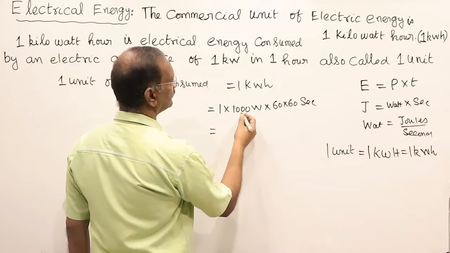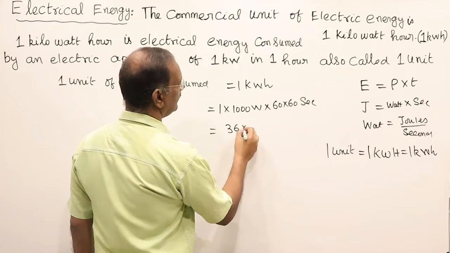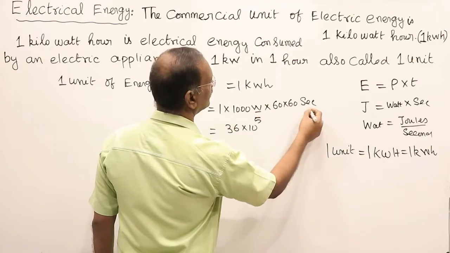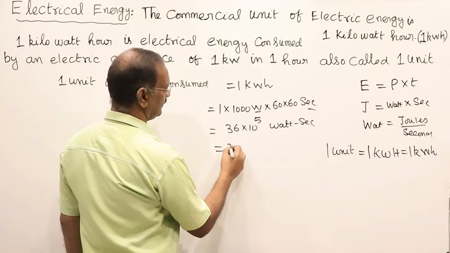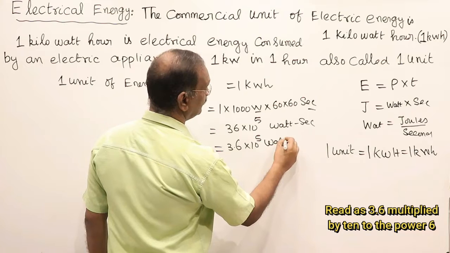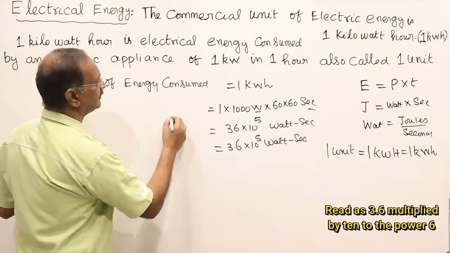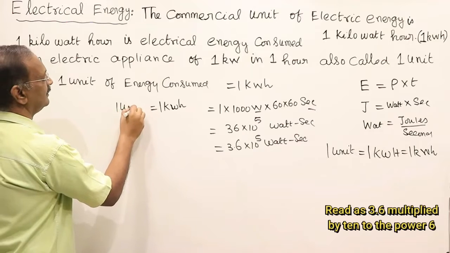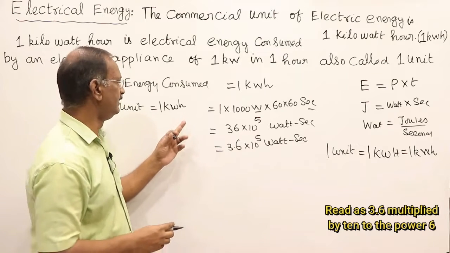So we can write 1000 into 60 into 60, which is 3.6 into 10 to the power 6 watt second. So it means 1 unit, or 1 kilowatt hour, is 3.6 into 10 to the power 6 watt second. So this is an energy.